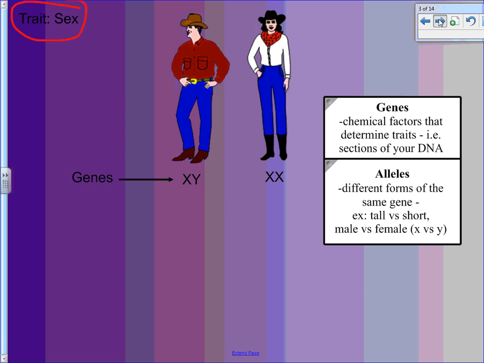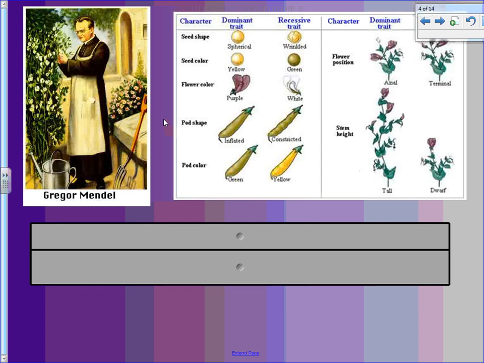So we started out by looking in chapter 11 at Gregor Mendel. Gregor Mendel was a monk who lived in the 1700s, and he studied pea plants in a monastery. Now, the nice thing about pea plants is they're really easy to grow. They grow quickly. They make lots of flowers. They produce lots of seeds, and they're really easy to control.